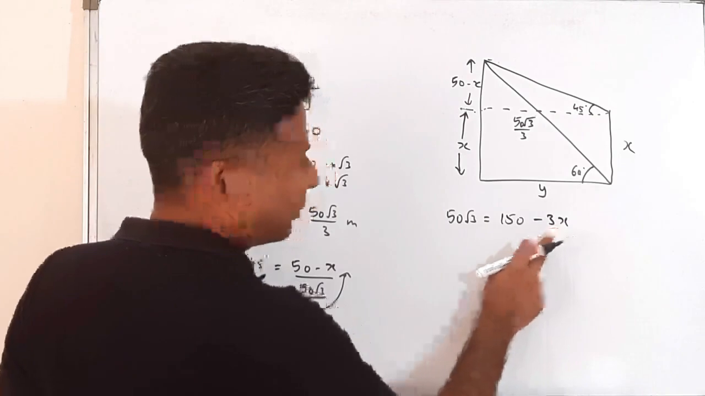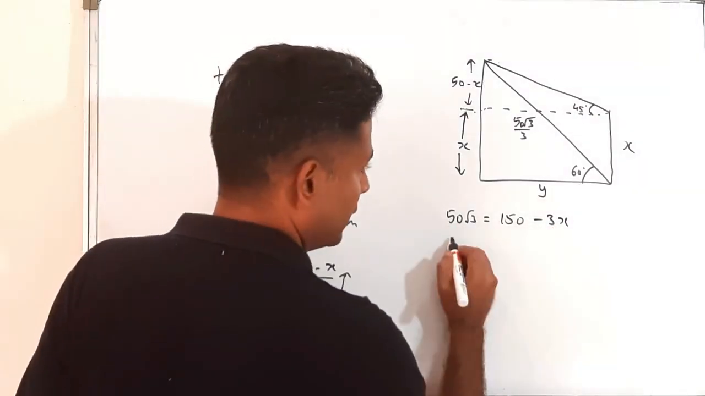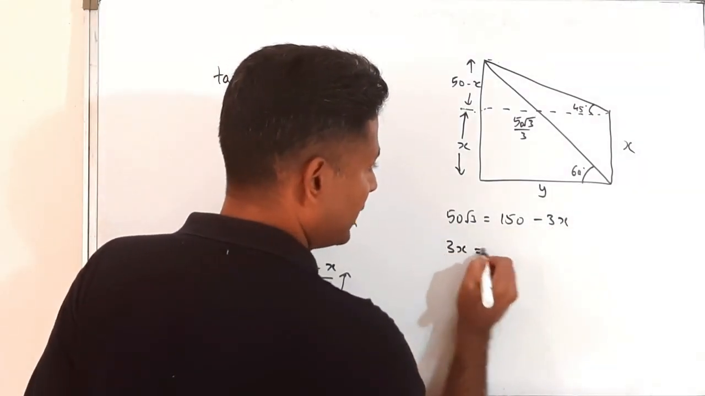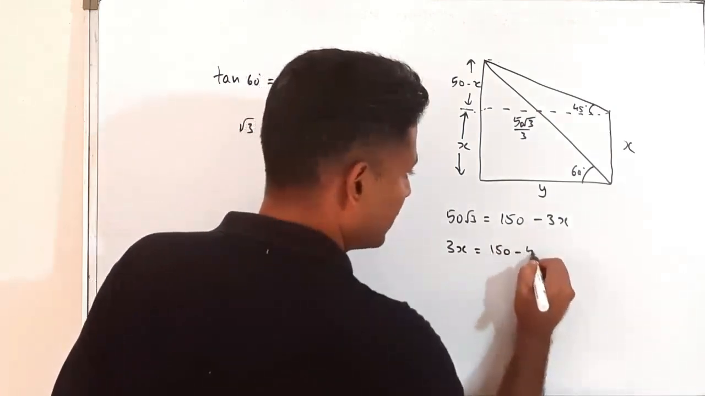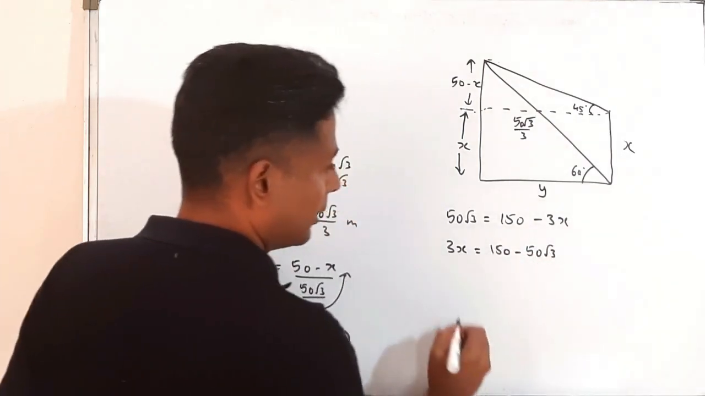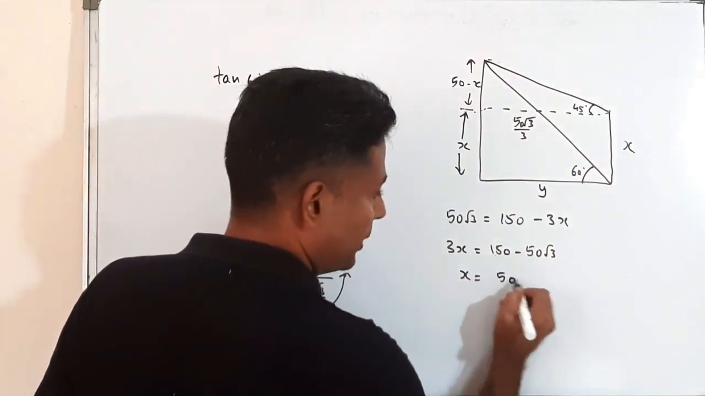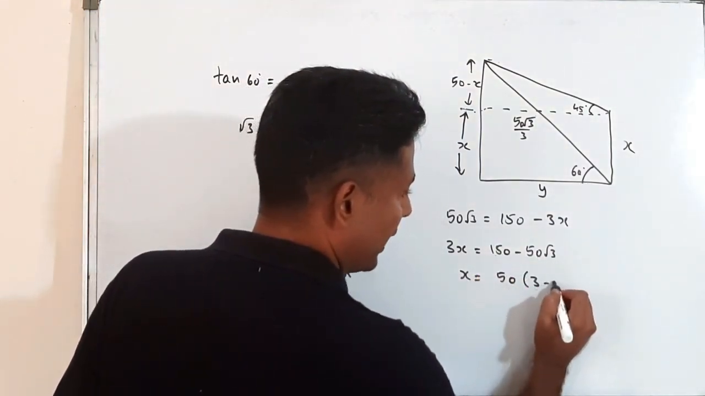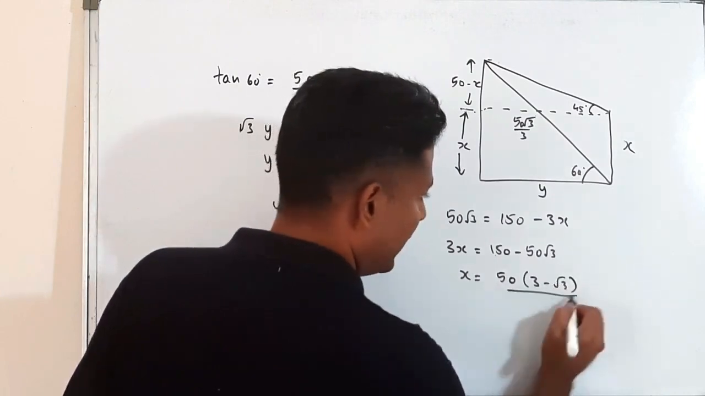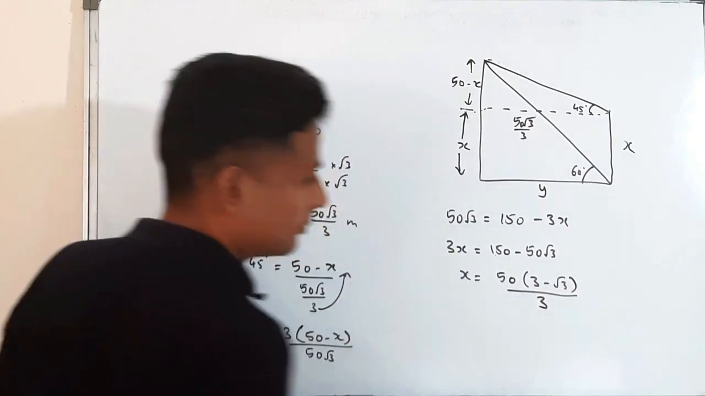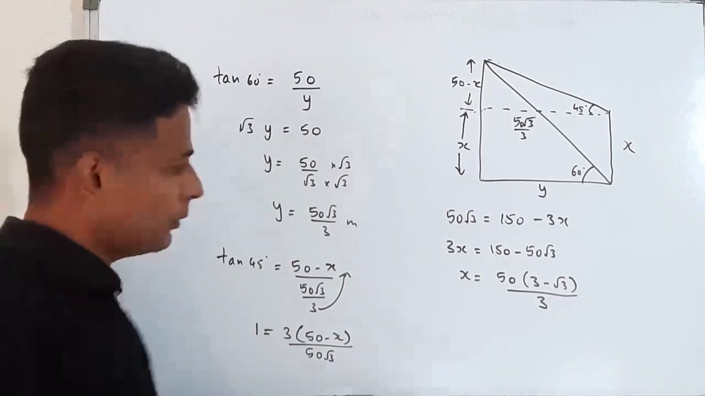Right? Now I just transpose minus 3x this side, 50 root 3 this side. So what do I get? 3x equal to 150 minus 50 root 3. So x equal to, now what is common in these two? 50 is common. What will remain here? 3 minus root 3 by 3. Right? But guys, in the option you didn't have this.